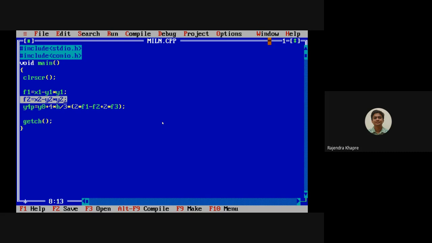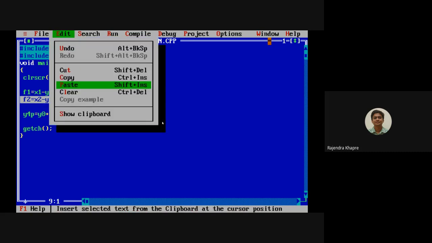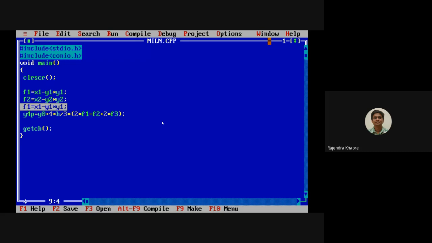So this is the expression of f2. But in order to calculate f2, I should know x2 as well as y2. On similar lines, I can write the same expression for 3 also. So this is f3, this is x3, this is y3, this is also y3. Again, in order to calculate this, we should know what is x3 and what is y3. So what we will do, first of all, we will define all these values.